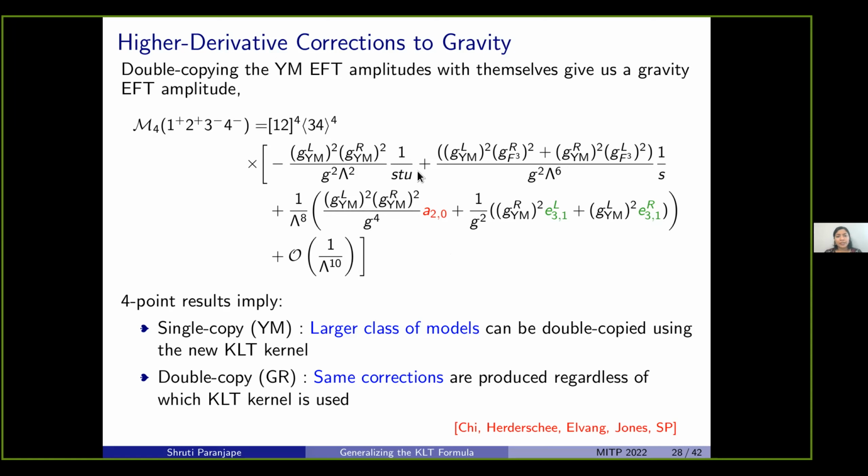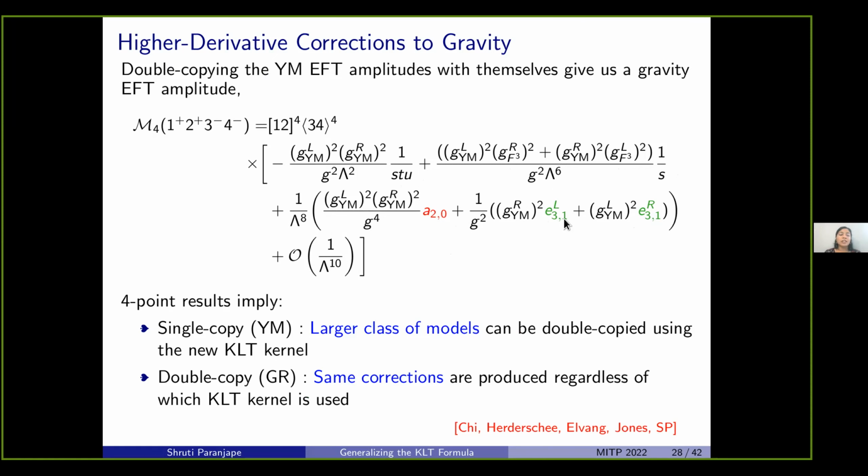So a few things about this. The first pole is the usual gravity pole. The second is due to the exchange of a dilaton. And this contribution over here, as you can see, is a mix of contributions from the KLT kernel and the Yang-Mills EFT coefficients. And I just want to point out that clearly you can shift information from the KLT kernel into the Yang-Mills EFT and vice versa.